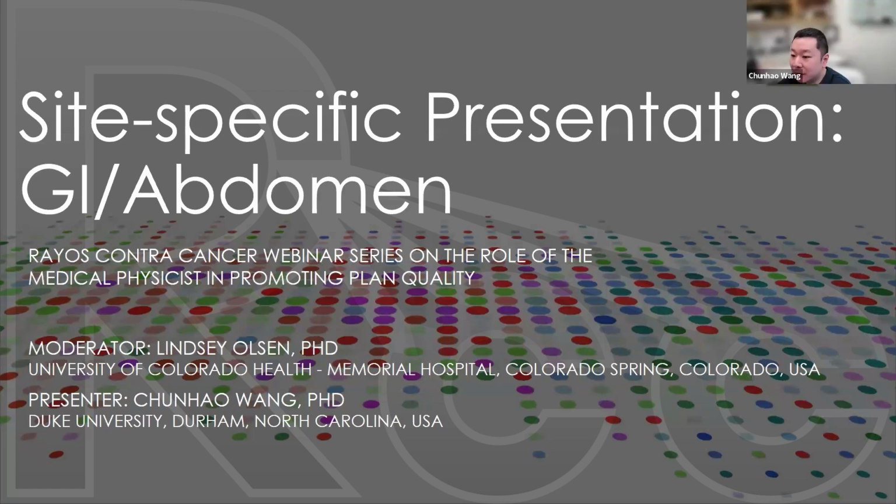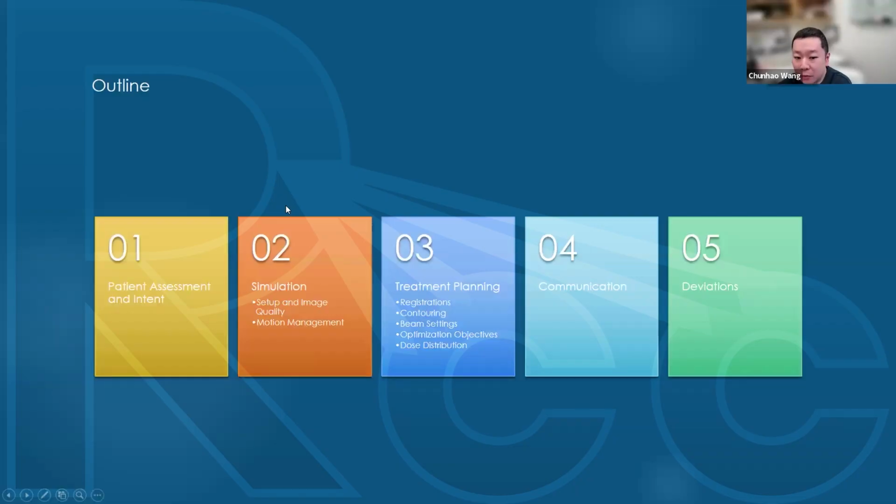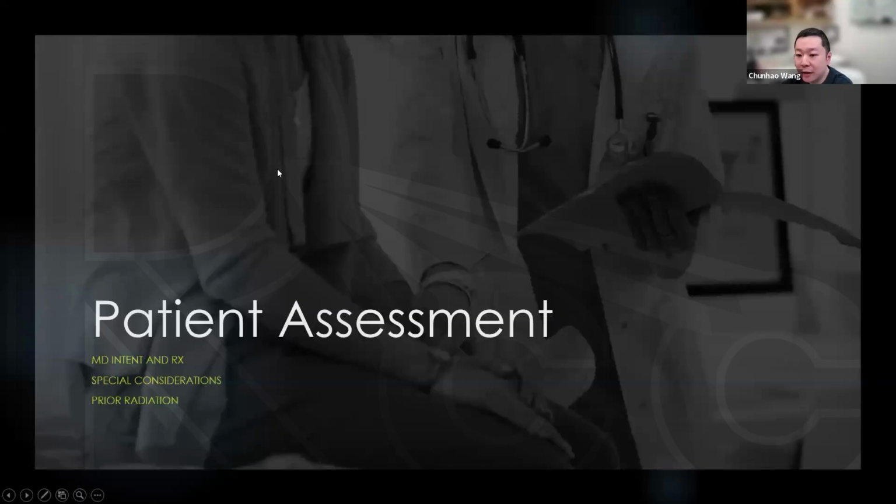And today, in this presentation, our goal is to go over some, just like any other sites you have been through, we cover 5 aspects of GI abdominal planning, including a patient assessment, simulation, planning, communication, and possible deviations. Okay, so we're going to start with a patient assessment.